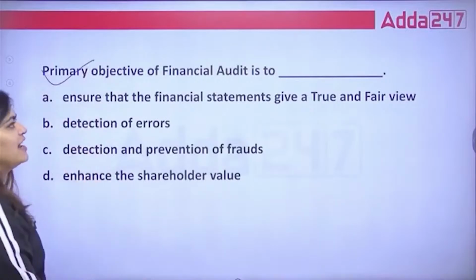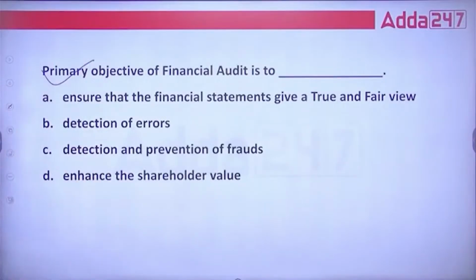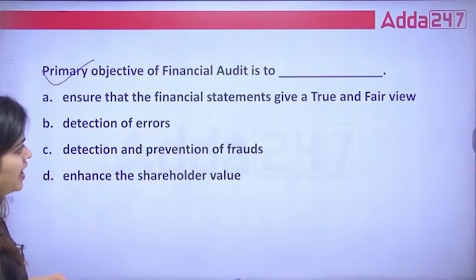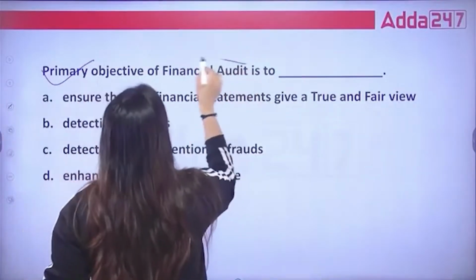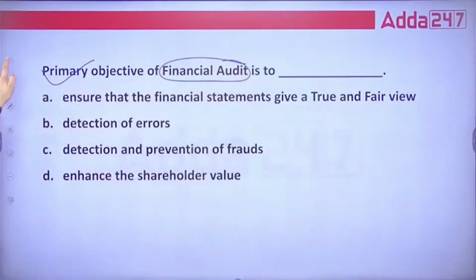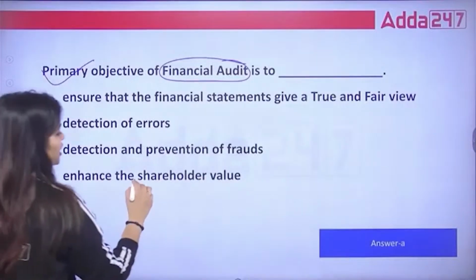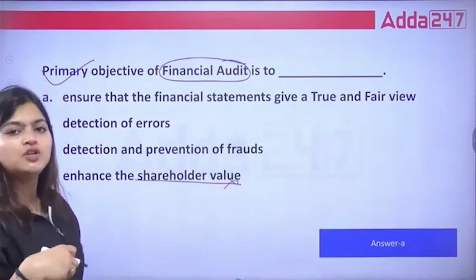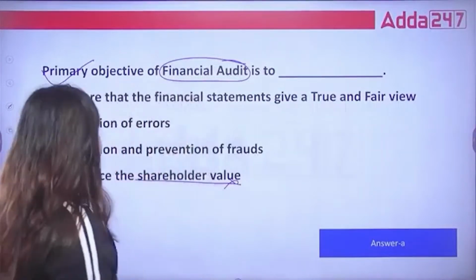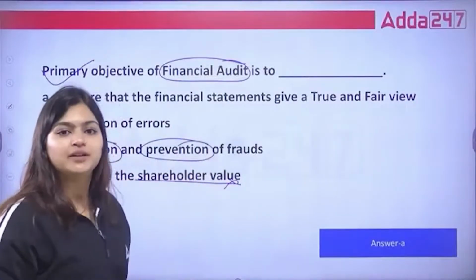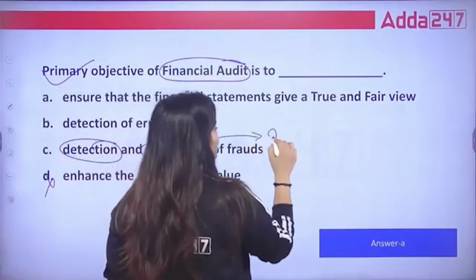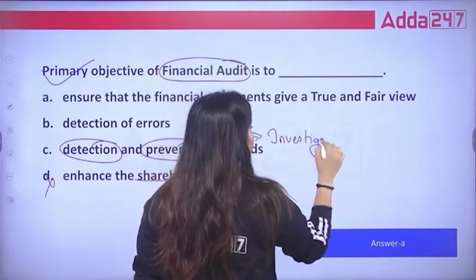Primary objective of financial audit is to dash. Options: ensure that the financial statements give a true and fair view, detection of errors, detection and prevention of frauds, enhance the shareholders' value. Now tell me, what is the basic objective of the audit? The basic objective of the audit is not to enhance the shareholders' value. As an auditor, we are not enhancing any shareholders' value. We are not doing investigation. We are doing audit.